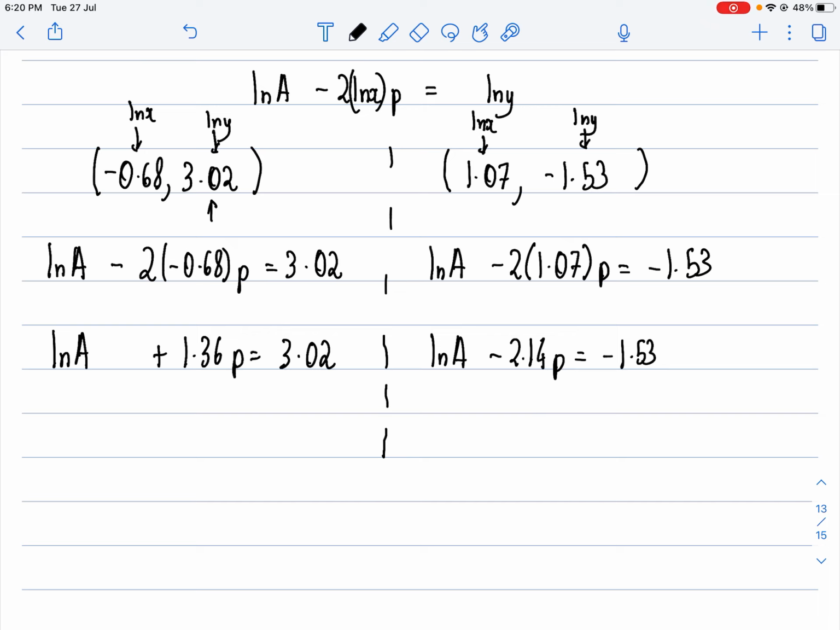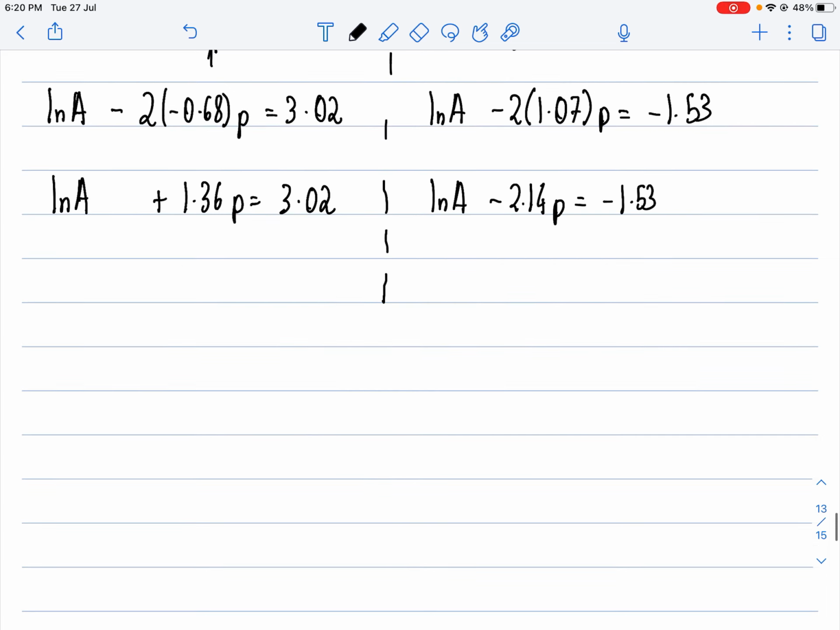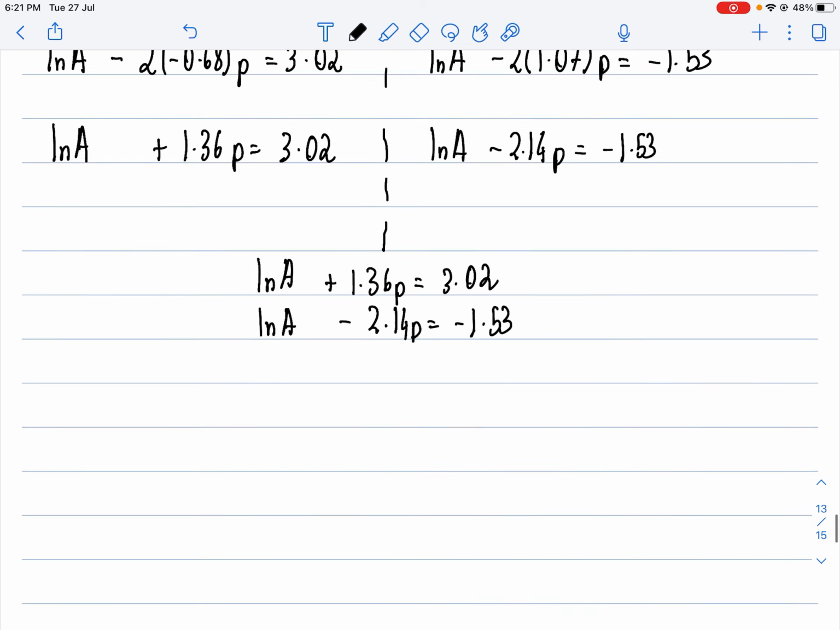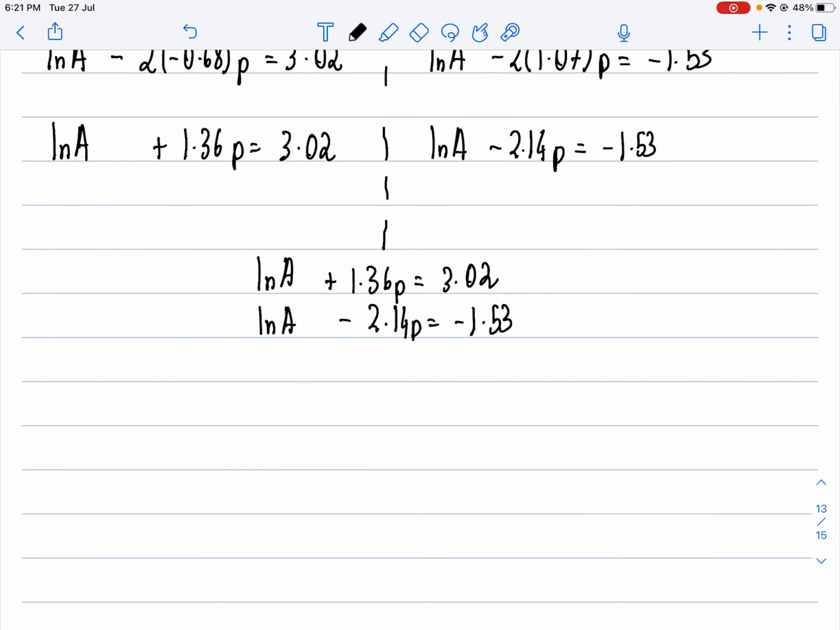So now I would ask you to take out your calculator, because the next steps are totally on the calculator. As you can see we have a simultaneous equation here, which is basically ln A plus 1.36p equals 3.02, and I have ln A minus 2.14p, which is equal to minus 1.53. This is the simultaneous equation which we have. We can simply solve this on the calculator, nothing to stress about.